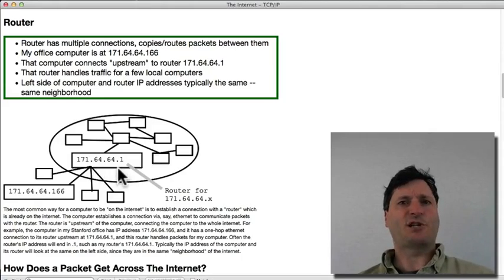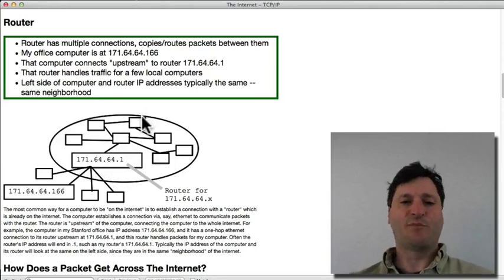As a first approximation, if my computer wants to send a packet out to the internet, it just sends the packet one hop over to this router, and then it's the router's problem. The router will in turn send the packet on to some next router, and so on, until it goes off onto the internet. I'll look at a little more detail how that works.